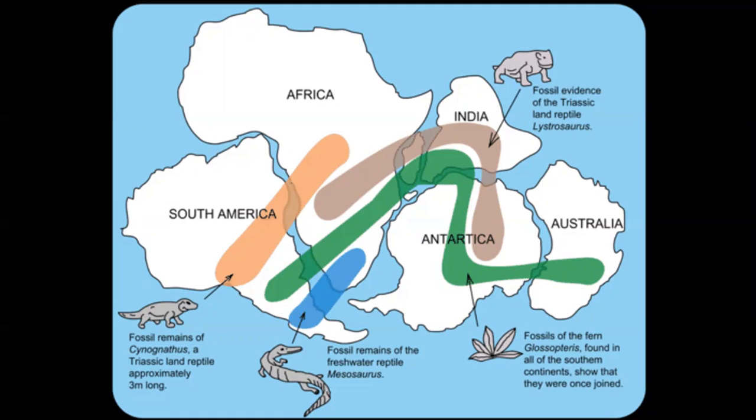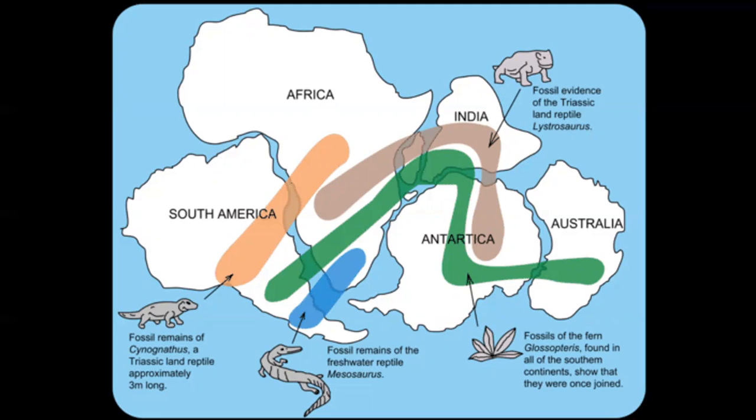Wegener found rocks of the same type and age on both sides of the Atlantic Ocean. He thought that it could not be a coincidence. He said that the rocks must have formed side by side. These rocks then drifted apart on separate continents.